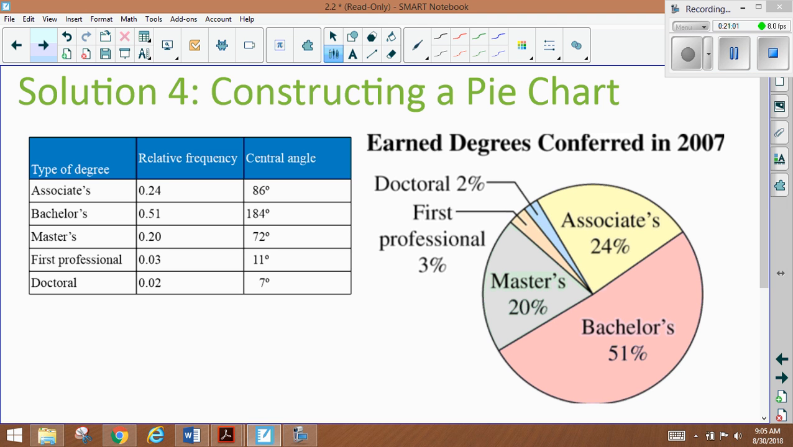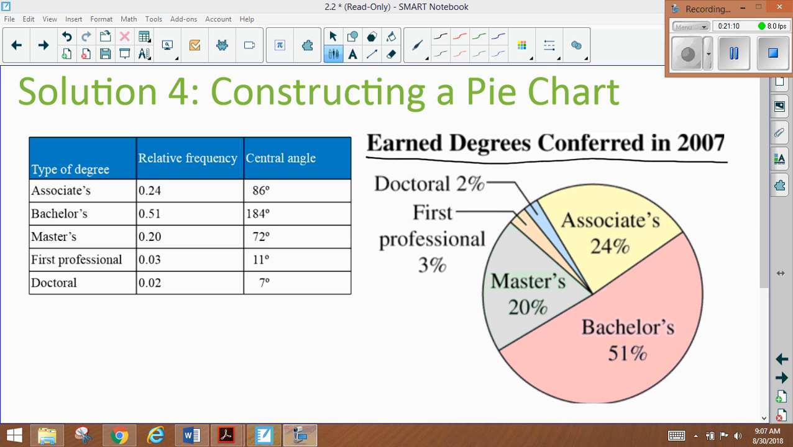Absolutely, these labels are super important. And you should also have a title. Alright, so tomorrow we will construct our own pie chart.